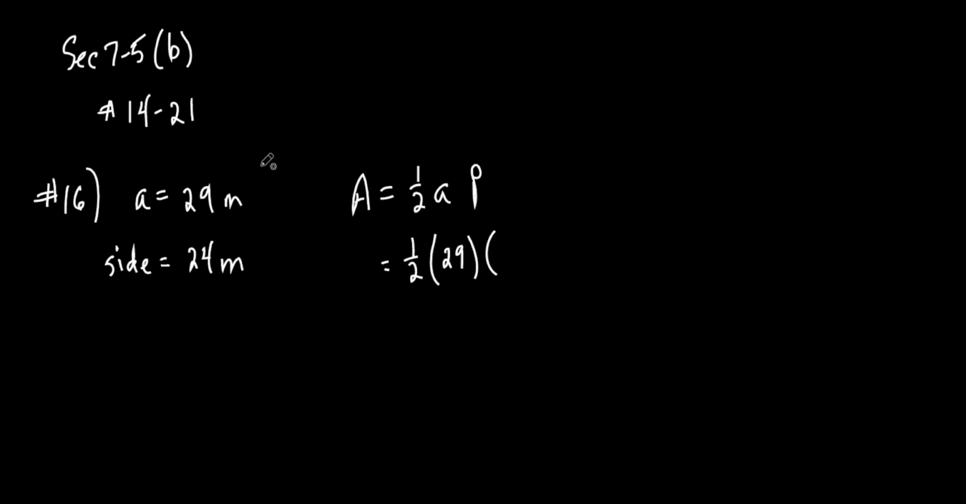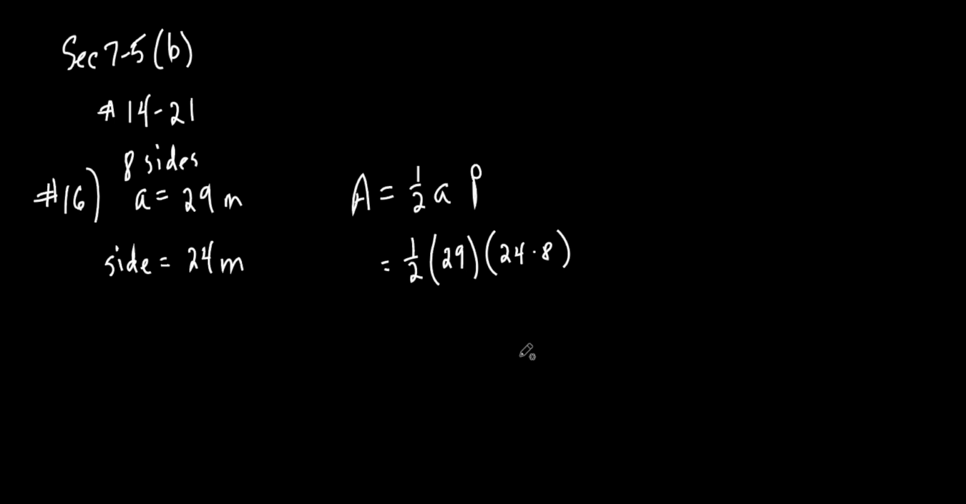Oh, by the way, I didn't tell you this. This is pretty important. 1, 2, 3, 4, 5, 6, 7, 8. So this is an octagon. So there's 8 sides. I needed to tell you that. That's why they drew the picture for you. So it's a regular octagon, 8 sides. So how do I find the perimeter then? That's it, 24 times 8.